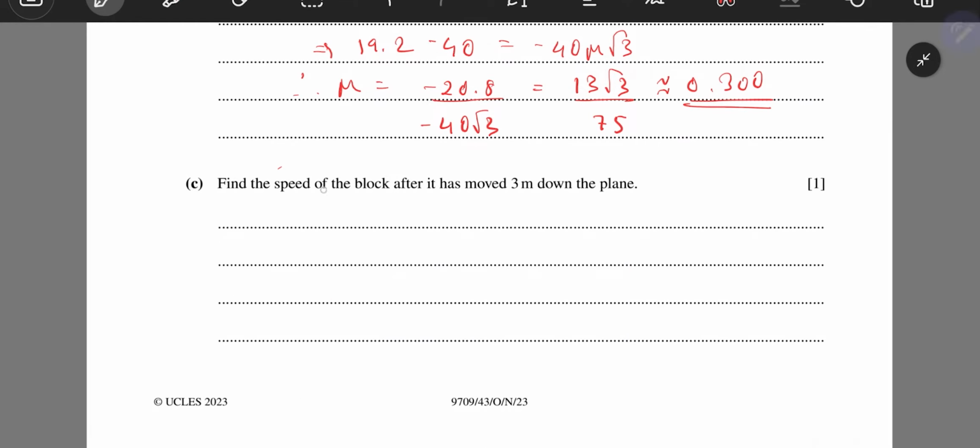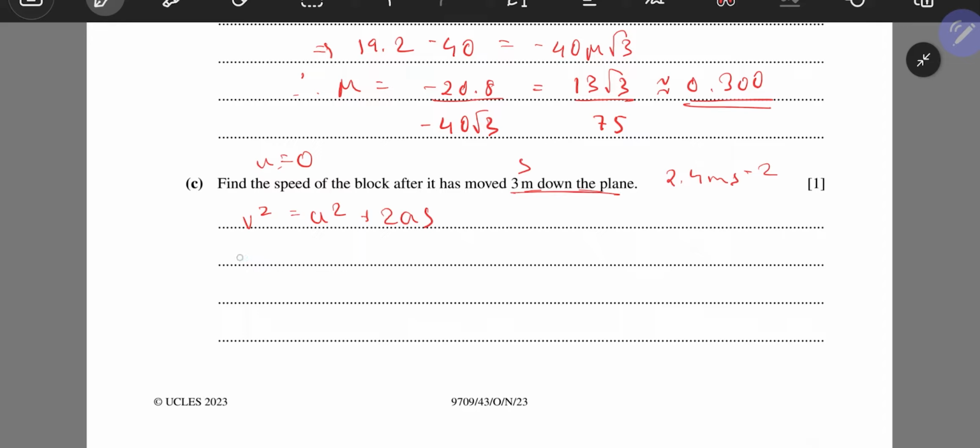And now they ask us, find the speed of the block after it has moved 3 meters down the plane. Now the easy part is they've given us the acceleration of 2.4 meters per second square. And they've given us a distance, and they've also stated that u equals 0 since it started at rest. So I can just use v squared equals u squared plus 2as. It's as simple as that.